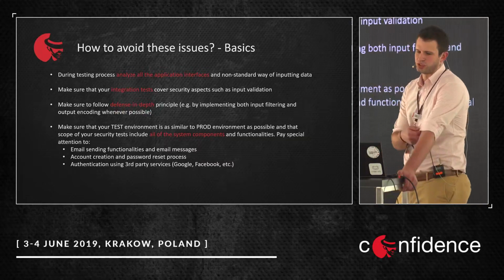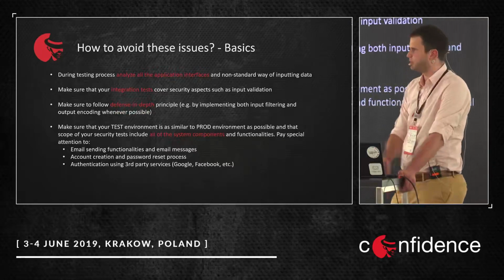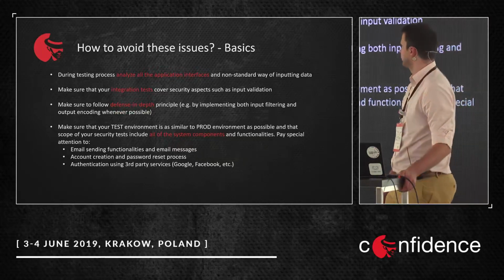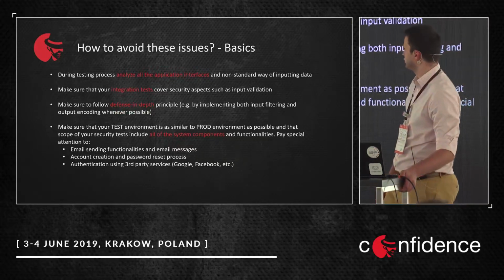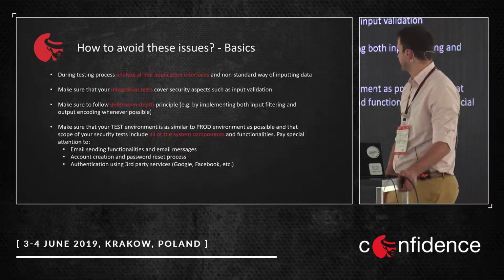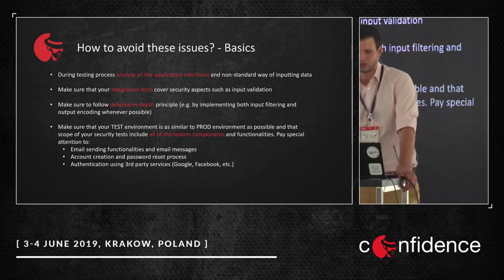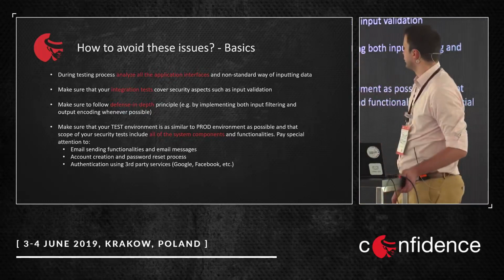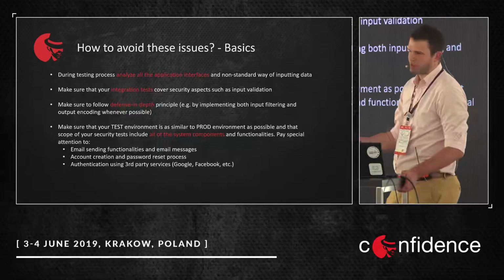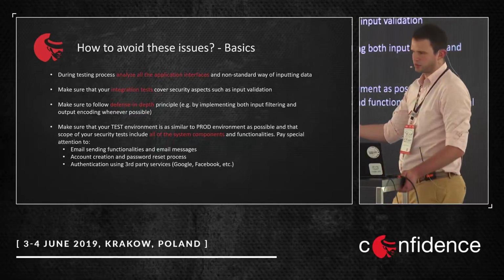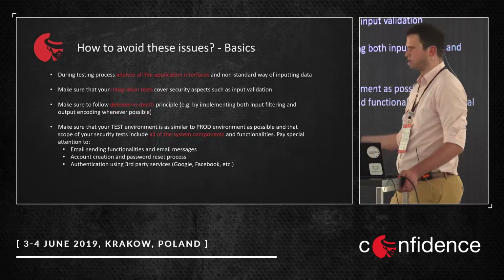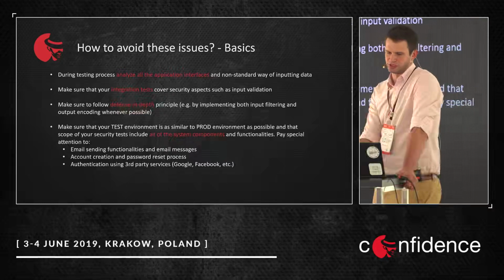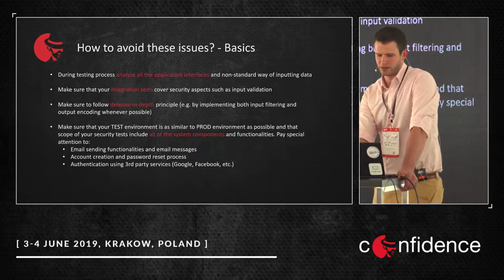But what you can do for sure is use a defense in depth approach. If you can use both input filtering and output encoding, do that. Maybe you can reduce the attack surface. And obviously, make sure that your test environment is as similar to prod as possible. So if on the prod environment you are, I don't know, sending emails, or you have a load balancer or web application firewall in front, it would be a good idea to have the same configuration in the test environment.